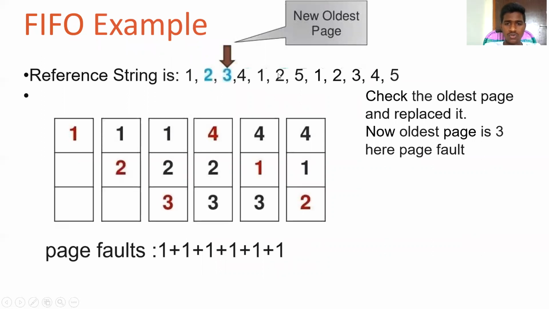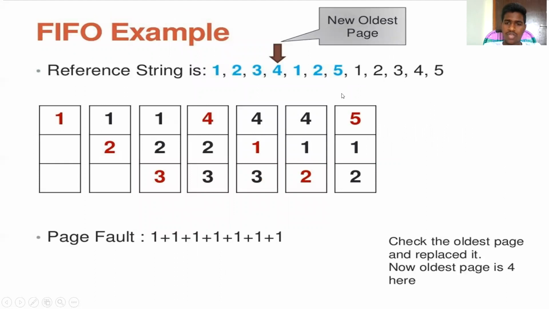Next, we have to replace these 2 with either 4, 1, or 3. But we have the FIFO rule, first in, first out. Compared with this 3, this 3 is the first in, first out. So we have to replace the 3 with this 2. We have completed up to 2 here. Next, that is 5.